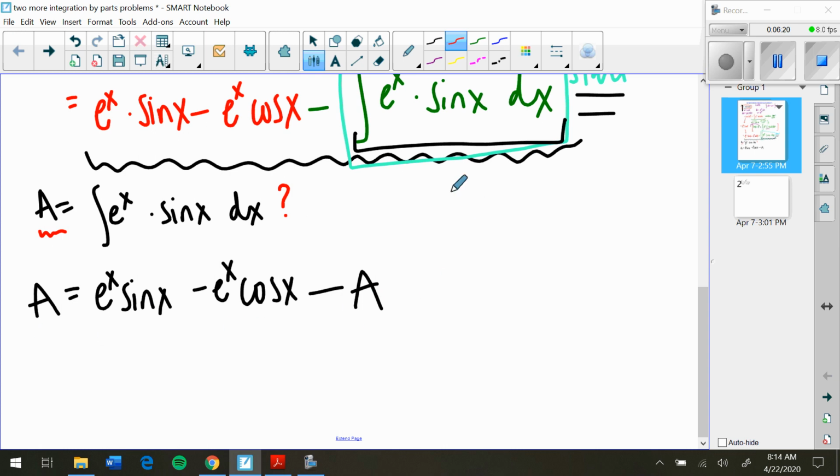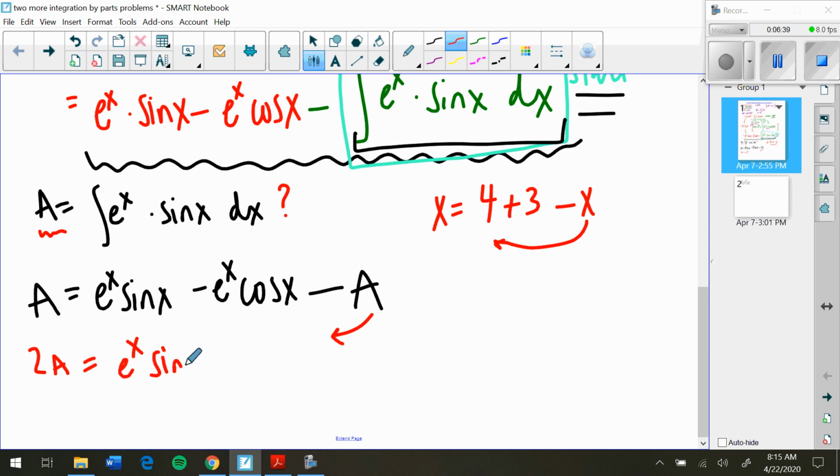So if this were an equation, if this was x is equal to 4 plus 3 minus x, well, you guys know how to solve that. We'd move the x to the other side and simplify. We're going to do the same thing here. So I'm going to move my a over, and I really would get 2a is equal to e to the x times sine of x minus e to the x times cosine of x.